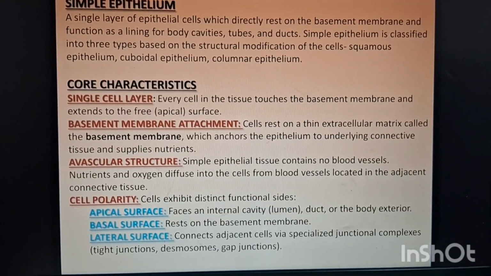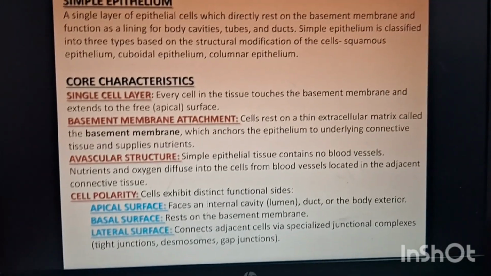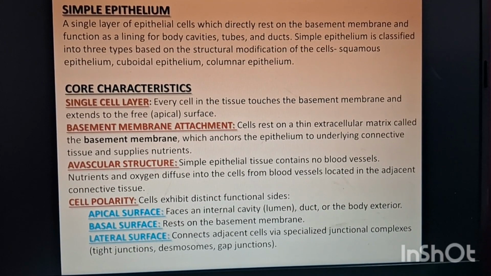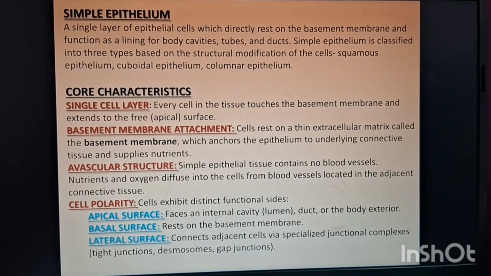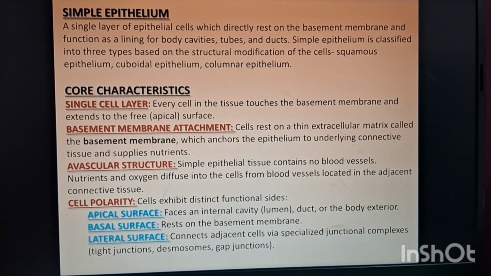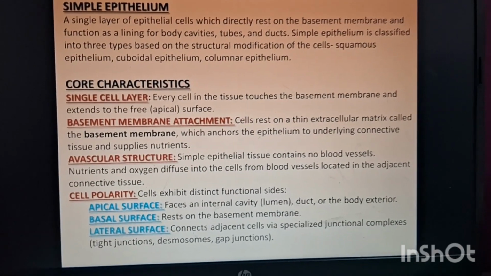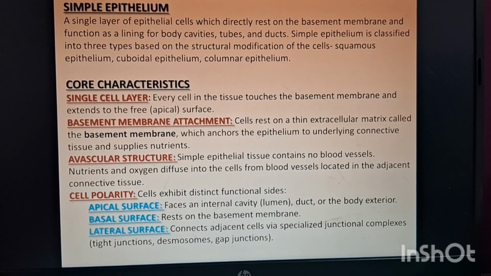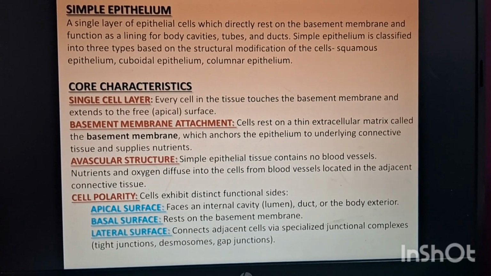Next, core characteristics of the simple epithelium tissue. First is single cell layer. Every cell in the tissue touches the basement membrane and extends to the free surface, that is called apical surface. Next, basement membrane attachment. Cells rest on a thin extracellular matrix called the basement membrane, which anchors the epithelium to underlying connective tissue and supplies nutrients.